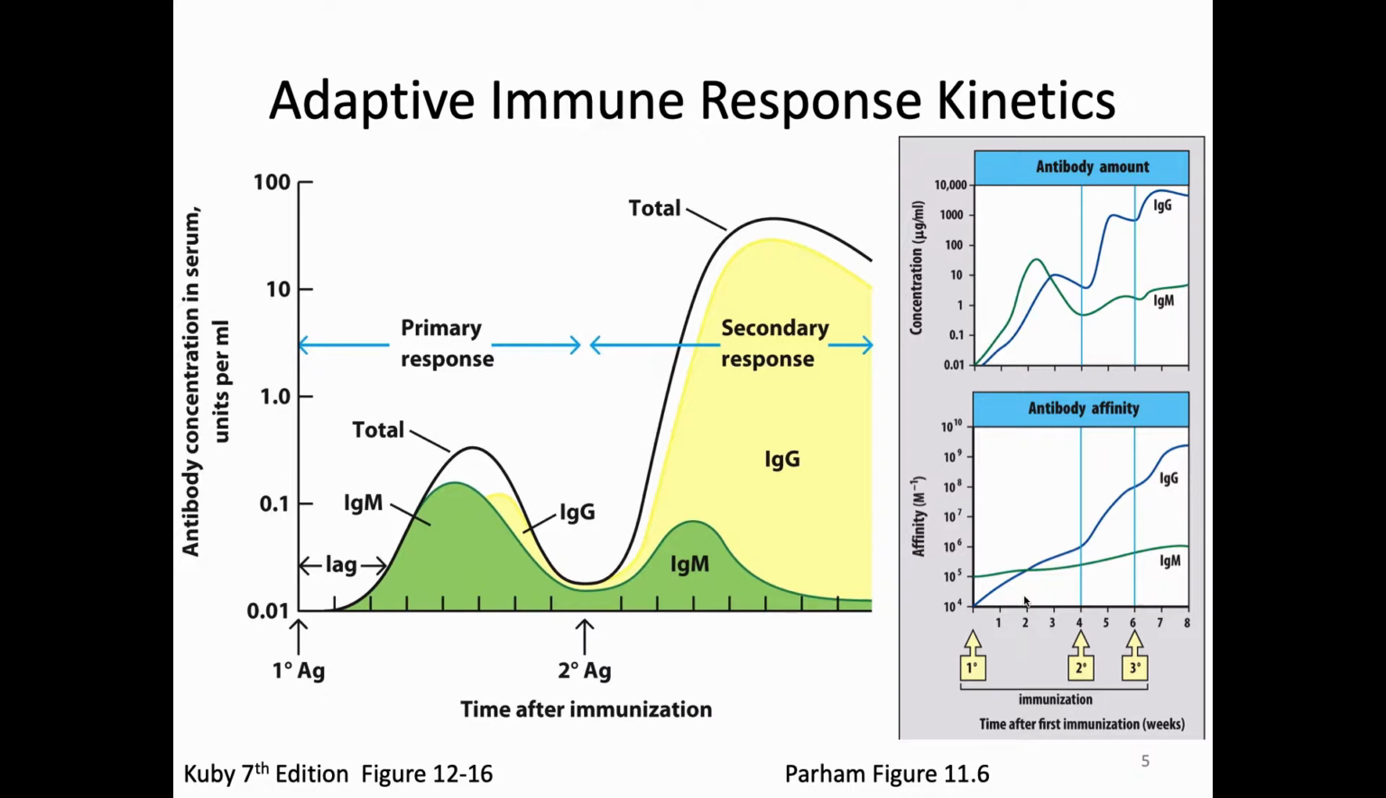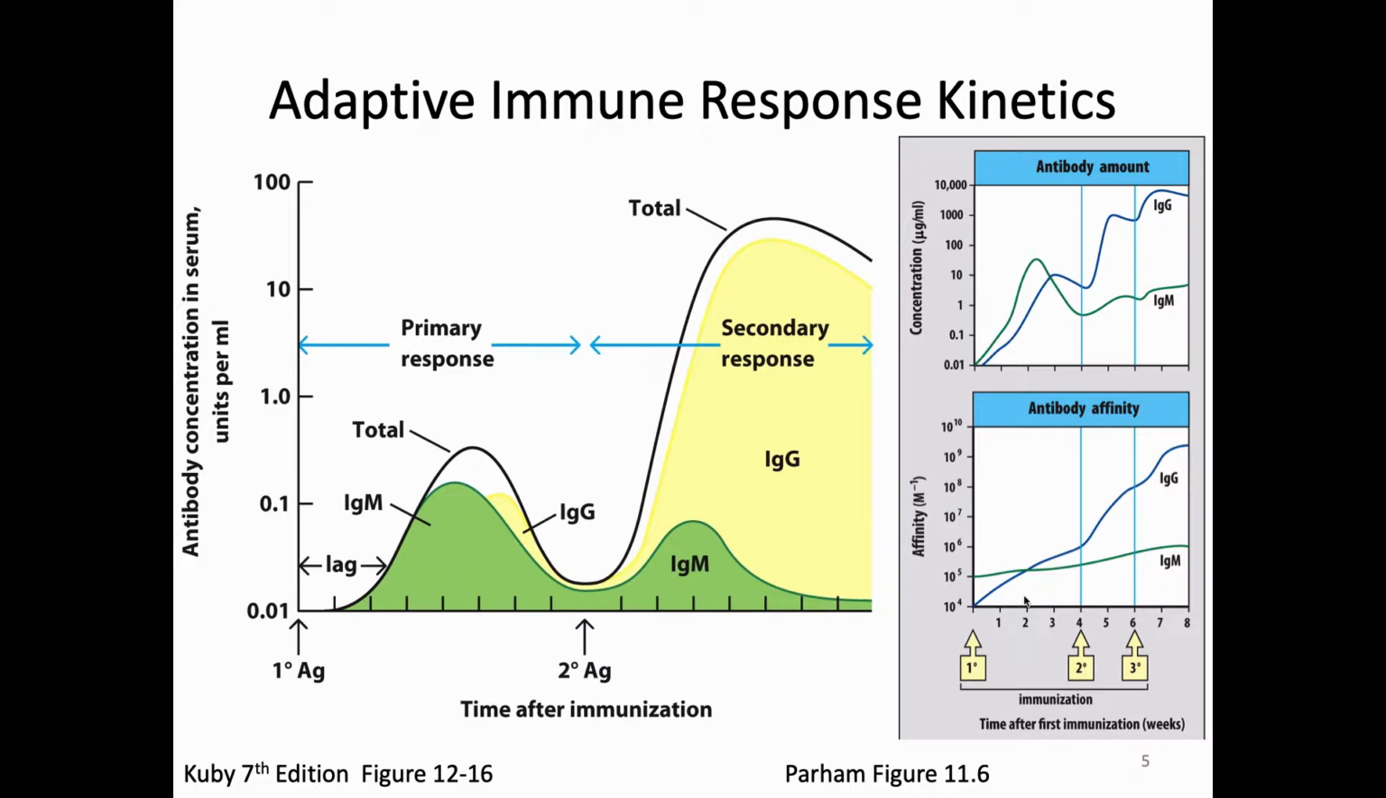Later on in the response, we'll start to get IgG dominating. Because IgG is one of the isotypes that requires a class switch along with IgE and IgA, and IgG just happens to be the one that gets made at the highest level. So it's the one that ends up dominating. And this is all called the primary response.